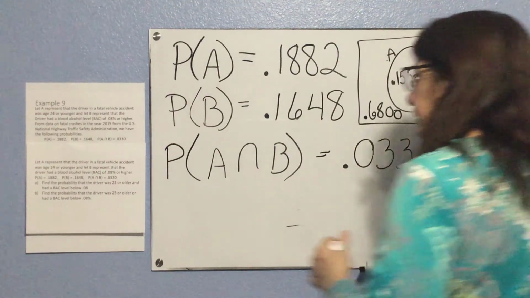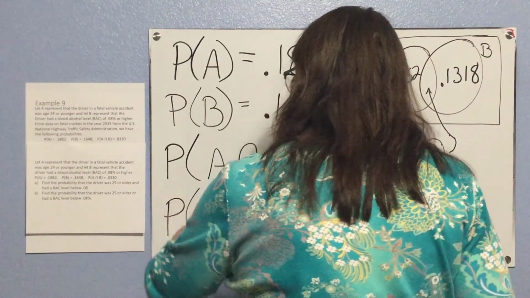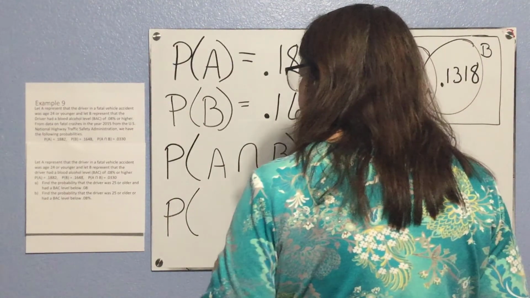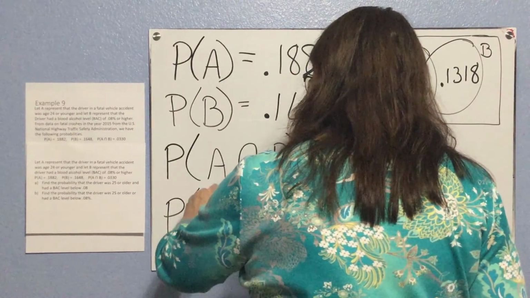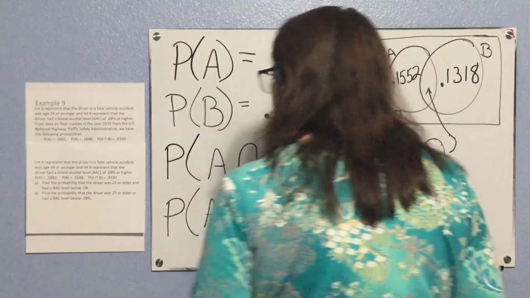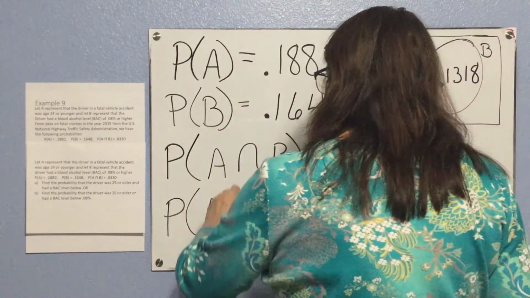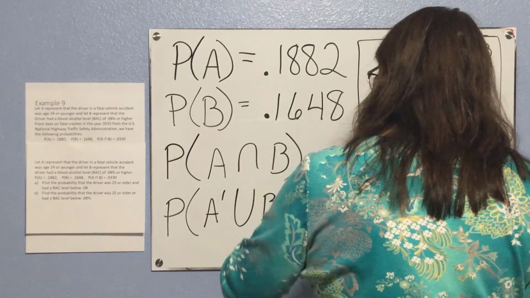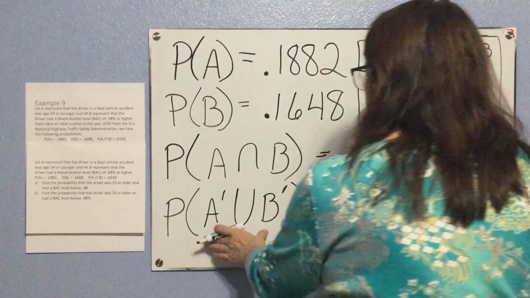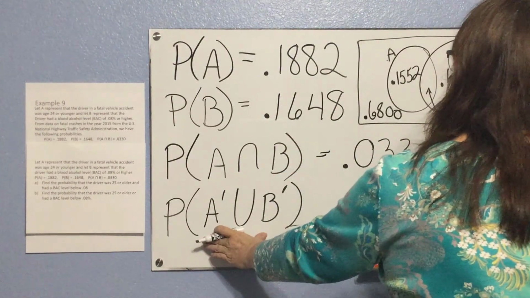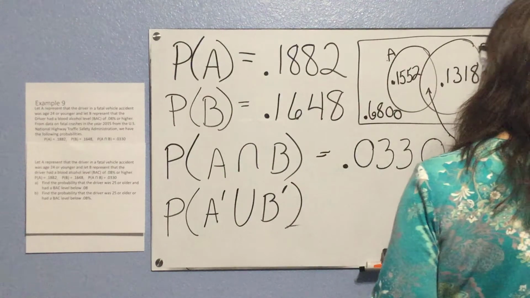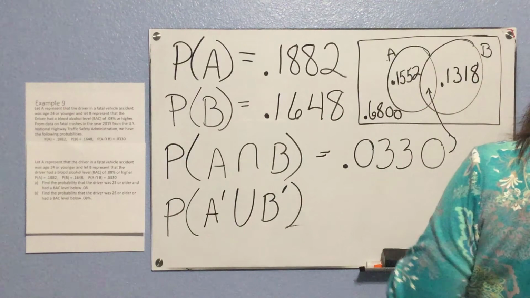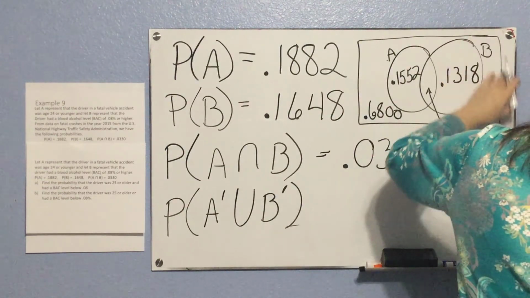And now we're going to find the probability that the driver was 25 or older, so A complement, or had a blood alcohol level below 0.8%. So this is a little bit different. I'm looking at A complement union B complement. Well, A complement is this whole area out here. B complement is this whole area here.